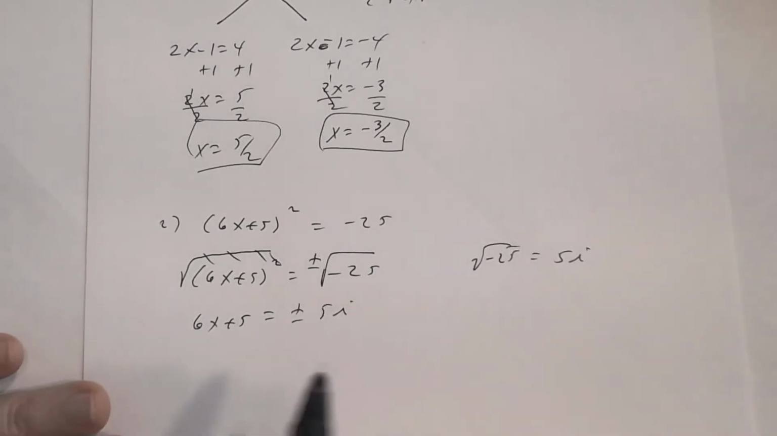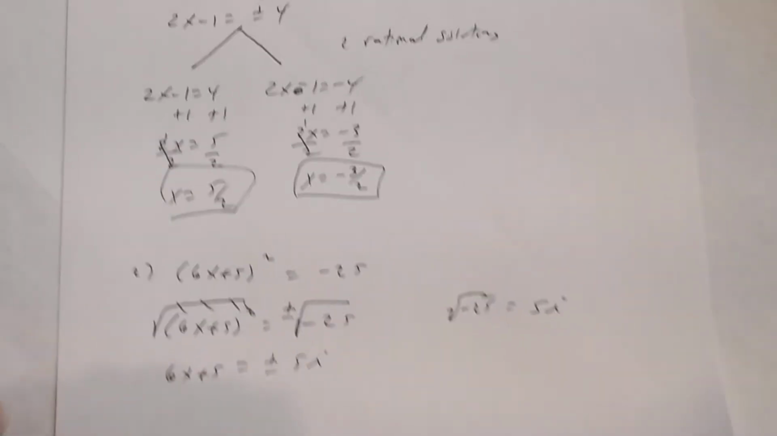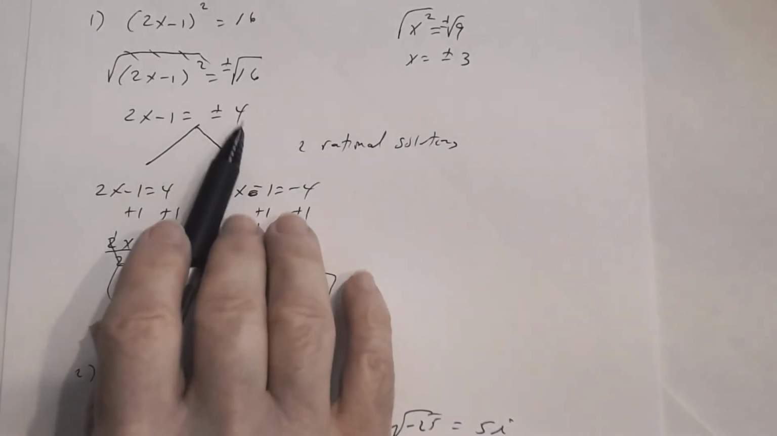Okay, now, how do I write this? That's a good question. All right, so notice in number 1, I had this real number, right? The square root of 16 is a real number.